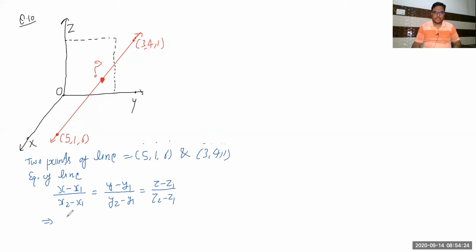Now let us put values. So x minus 5 because x1 is 5. Similarly y minus 1 and z minus 6 upon. Now here I will take x2 minus x1. So from 3 subtract 5, we will get minus 2. From y2 subtract y1, so 4 minus 1, it gives us 3. And 1 minus 6 will give us minus 5.